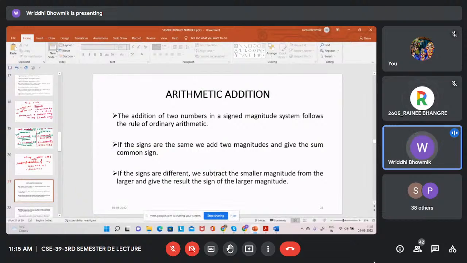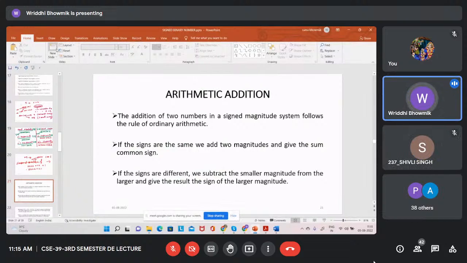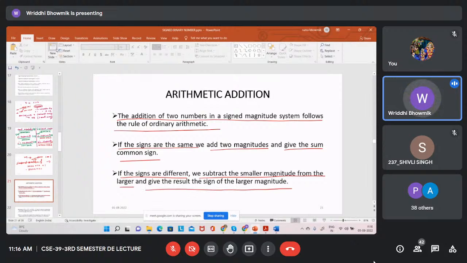Now the arithmetic addition. The addition of two numbers in a signed magnitude system follows the rule of ordinary arithmetic. If the signs are the same, we add the two magnitudes and give the sum the common sign. If the signs are different, we subtract the smaller magnitude from the larger and give the result the sign of the larger magnitude.